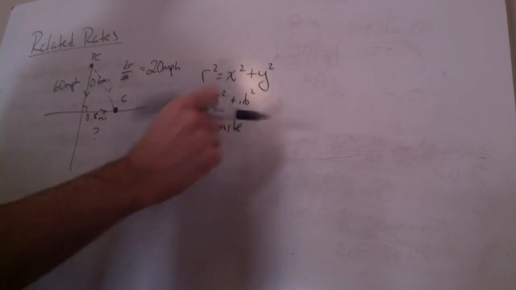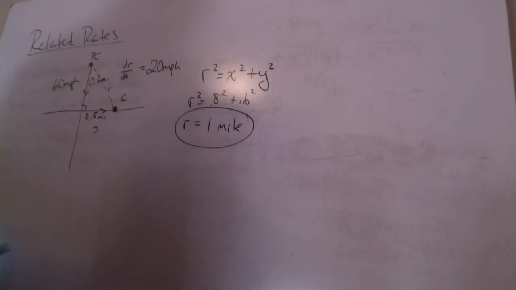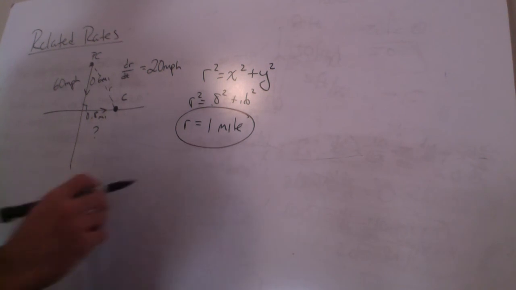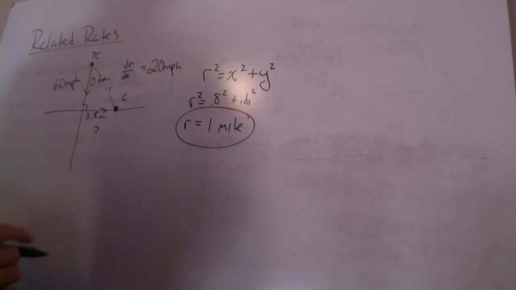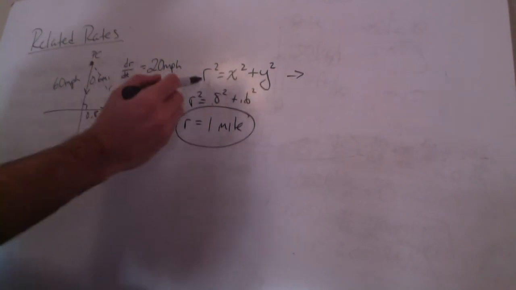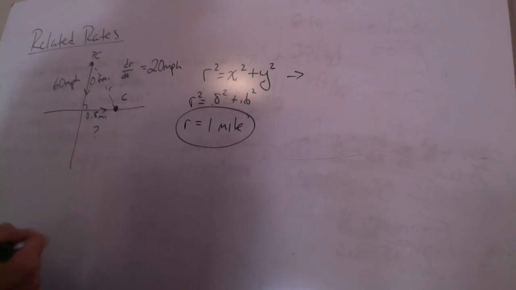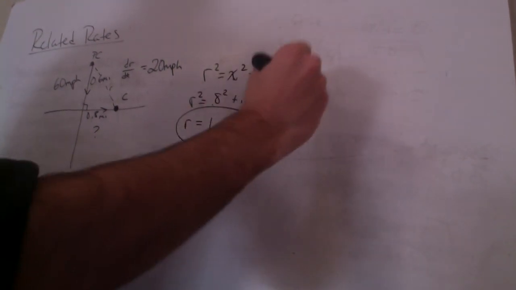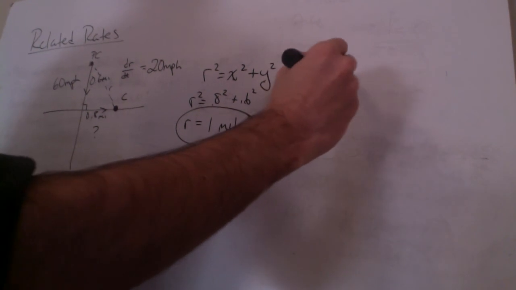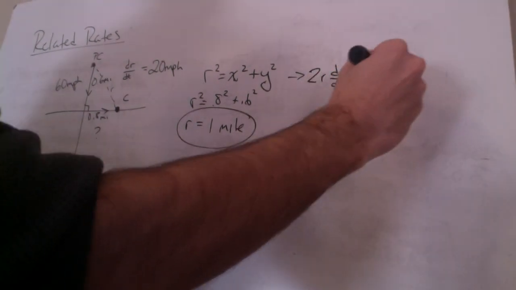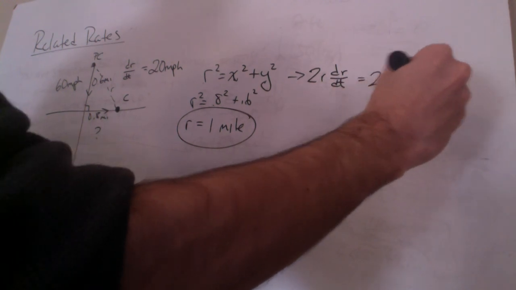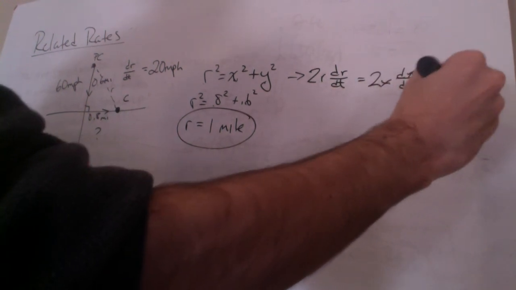Oops, not miles. So r is 1 mile. Great. And then the last thing we need to do, since we're concerned about the rate of change, the speed of the car, we need to create an equation that relates the rates to each other. So again, we'll take the derivative of everything. Remember, all three things, r, x, and y, are functions of time. So when we differentiate them, we have to use the chain rule. So we get 2r dr dt has to be equal to 2x dx dt plus 2y dy dt.